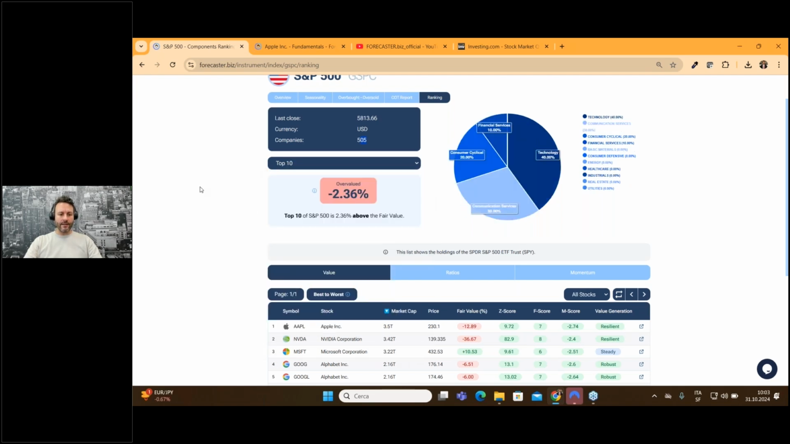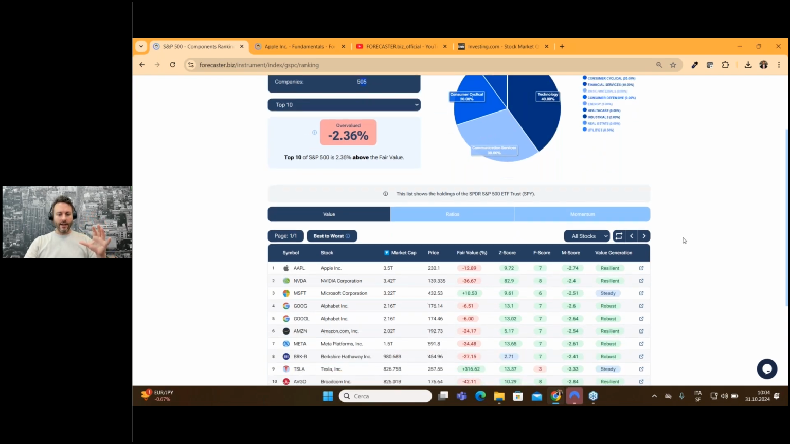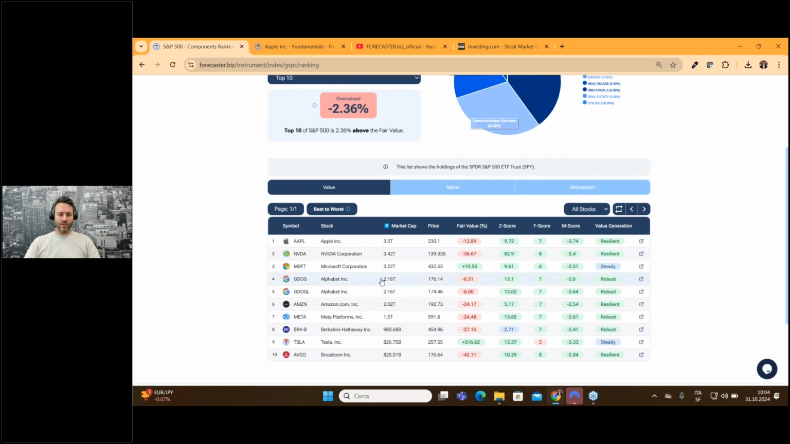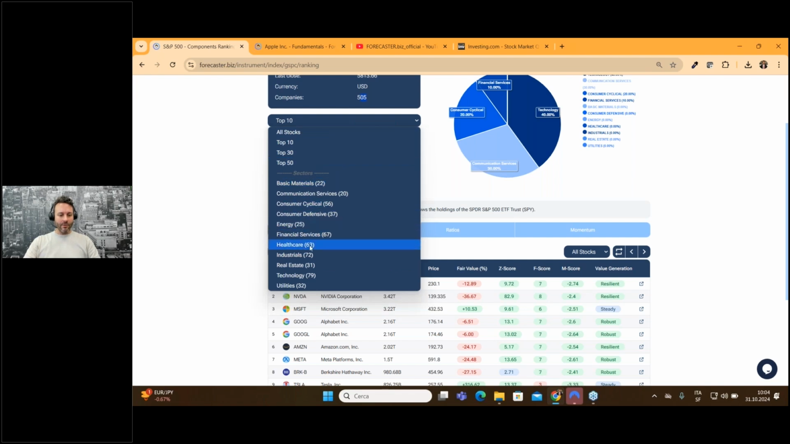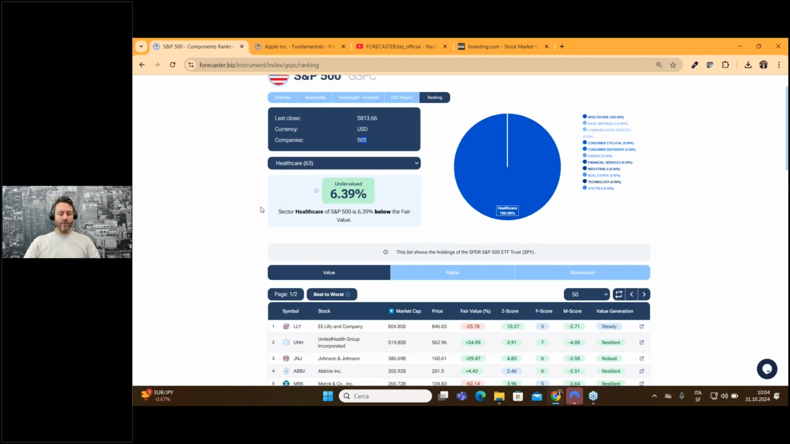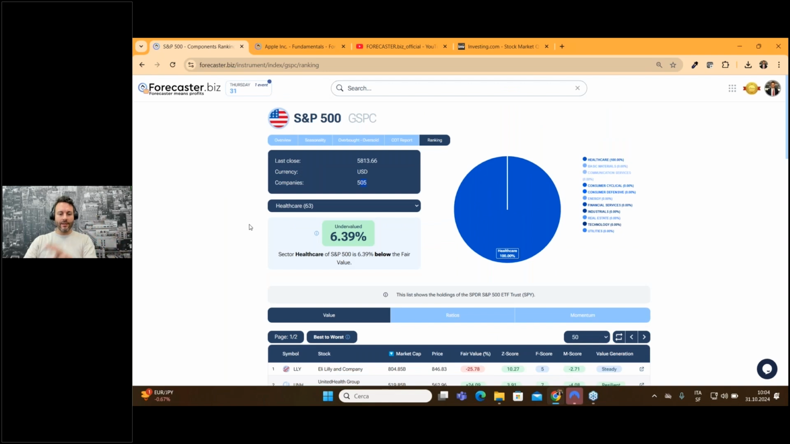Of course, we find a very different situation if we calculate the fair value using only the top 10 positions. We can find an overvalued situation because, as you probably know, the top 10 stocks of the S&P ran a lot, a very lot in the last month. And we can also calculate the over or undervaluation on a single sector. In this case, we can see healthcare, for example, is a little bit overvalued.